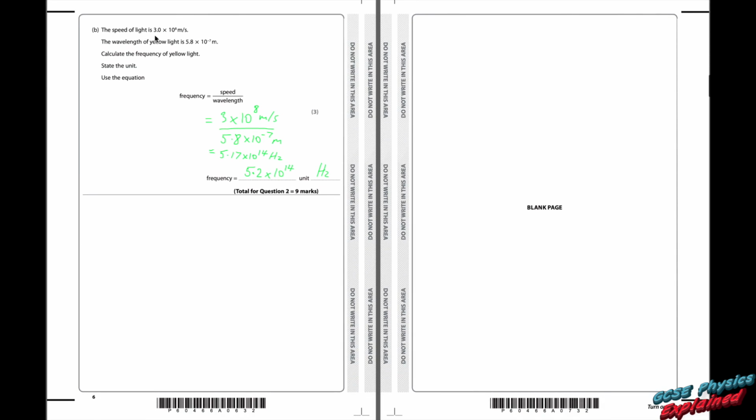Part B. The speed of light is that. The wavelength of yellow light is that. Calculate the frequency of yellow light. State the unit. Use this equation. So frequency equals speed over wavelength. There's the speed. There's the wavelength. Answer comes out as that. And the unit, of course, for frequency is hertz.